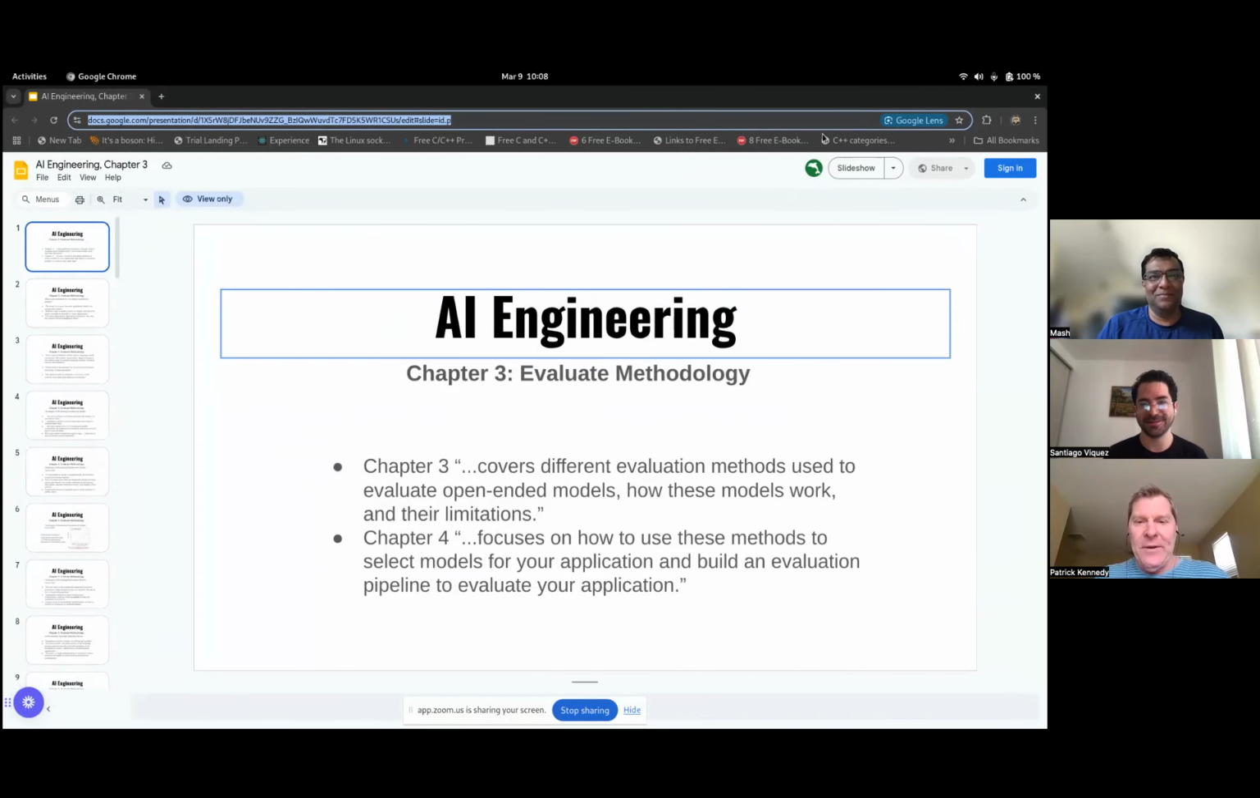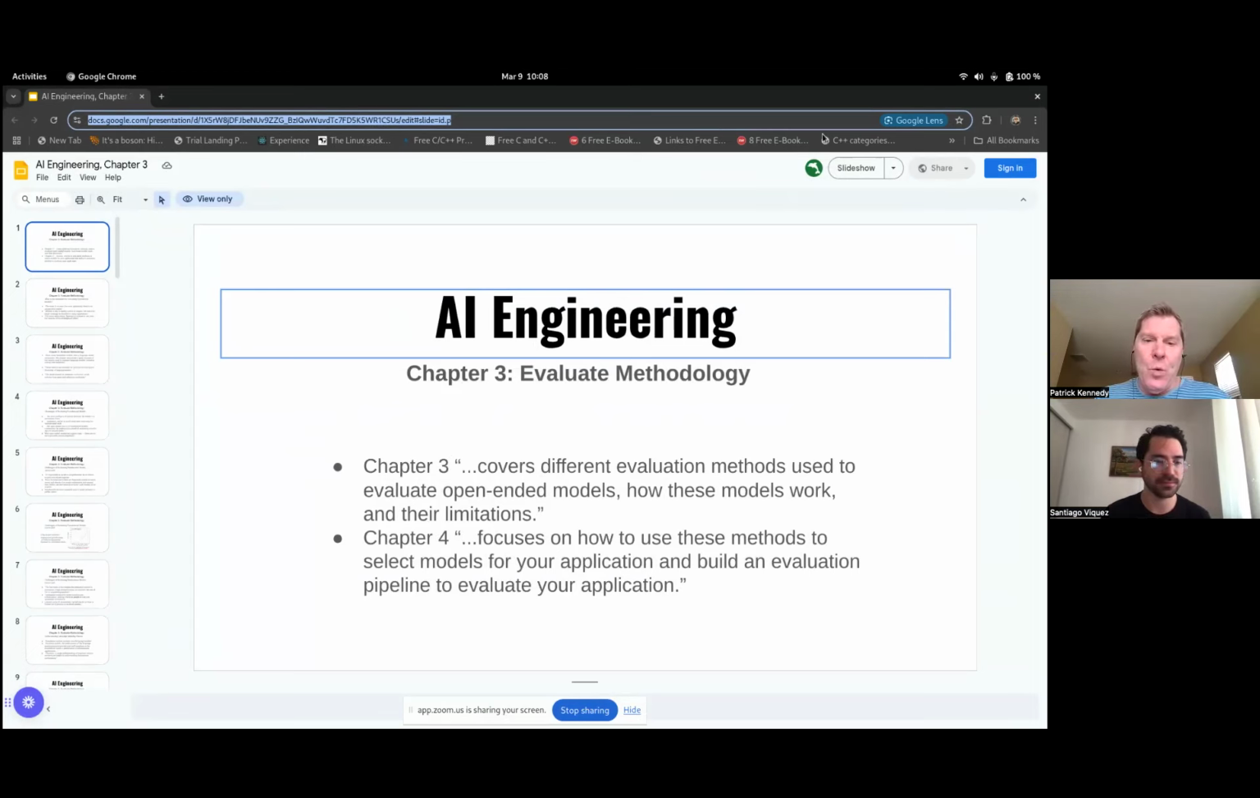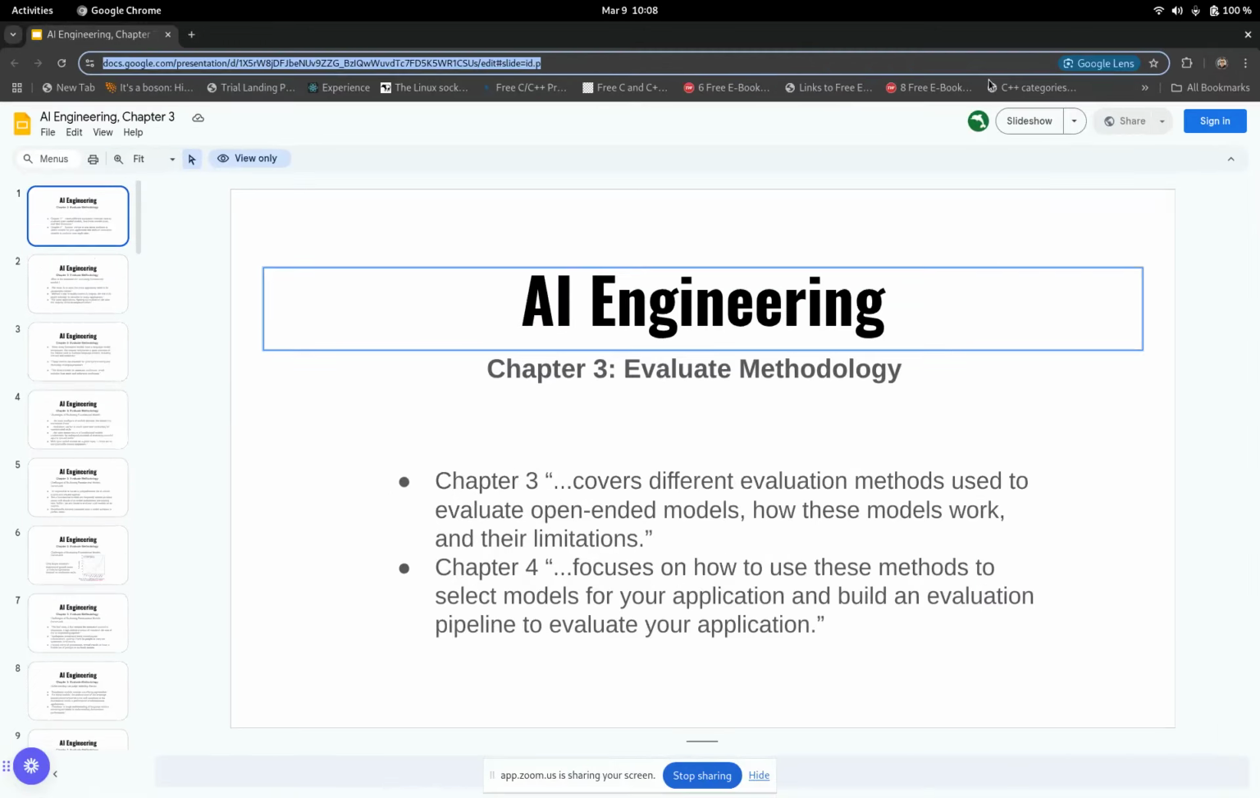AI Engineering Chapter 3, Evaluate Methodology. I had a lot of fun studying this chapter. It covers different evaluation methods used to evaluate open-ended models, like language models, where it's not always as simple to evaluate. It is more challenging because it's not always a simple yes or no. You have an infinite number of answers. So we'll review some of the fun ways to evaluate open-ended models.